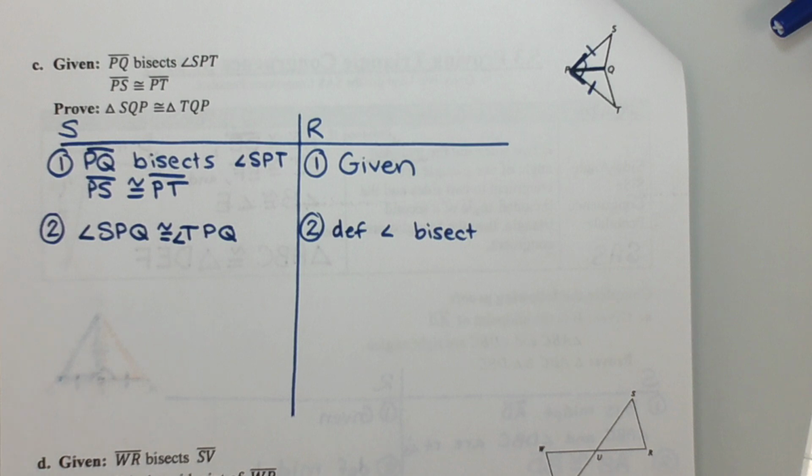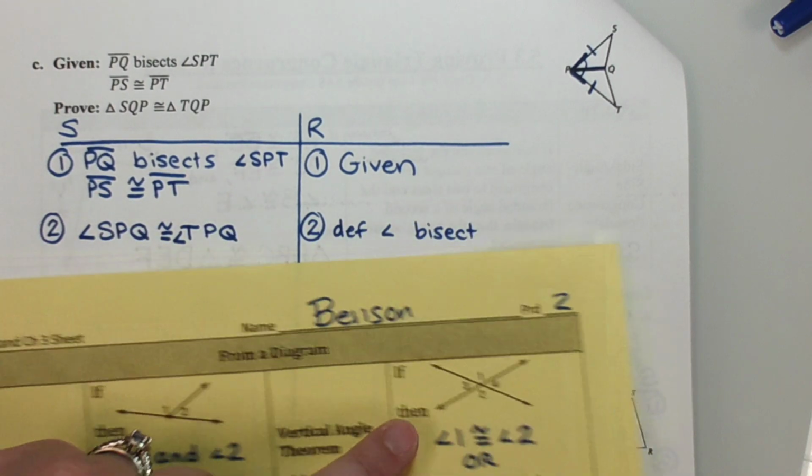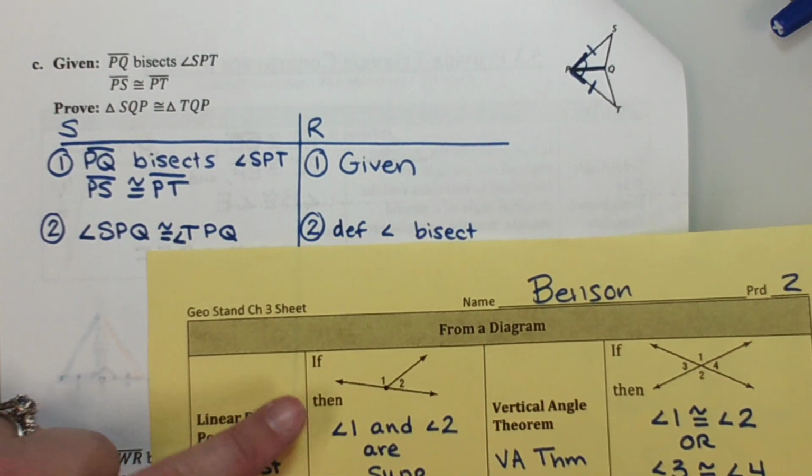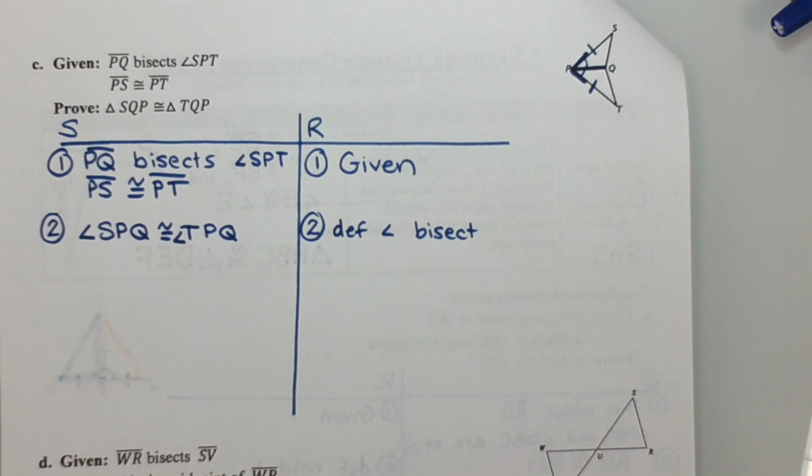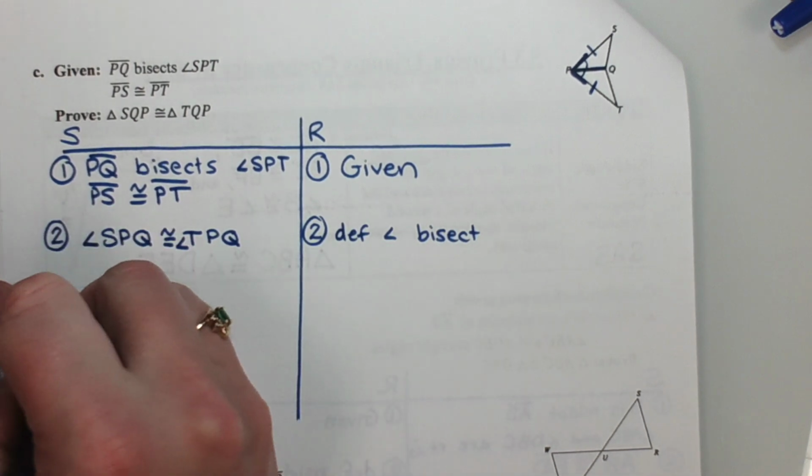I look in my picture. In my picture, I look for things like vertical angles or linear pairs, or that they share a side or an angle. Do the triangles... I don't see the X for vertical angles. I don't see a linear pair. Do the triangles share a side? Yes. So I say it's congruent to itself.